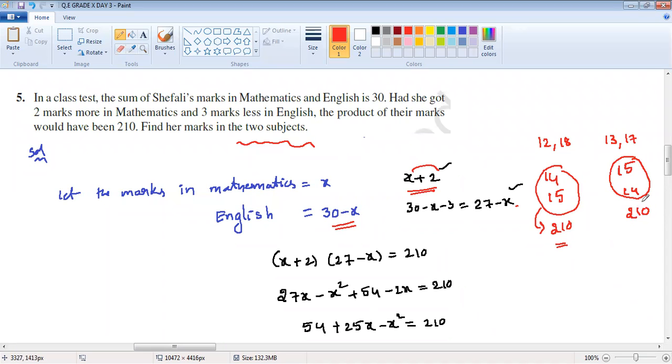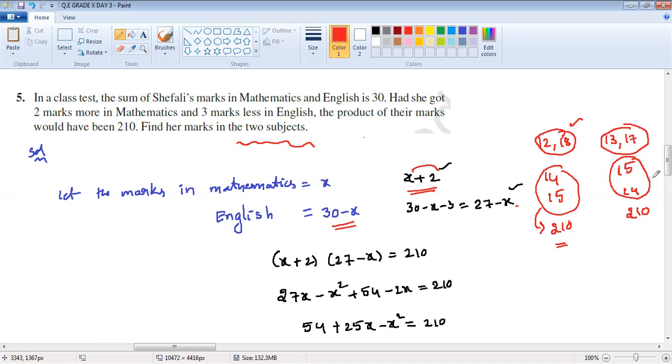Yes, sir. Then what I could say, find our marks in 2 subjects. 14 and 15 or 15 and 14. Actually, the marks are 12, 18 or 13, 17. Got it? So what is our answer? 14, 15 or 12, 18, 13, 17. Which is the answer?